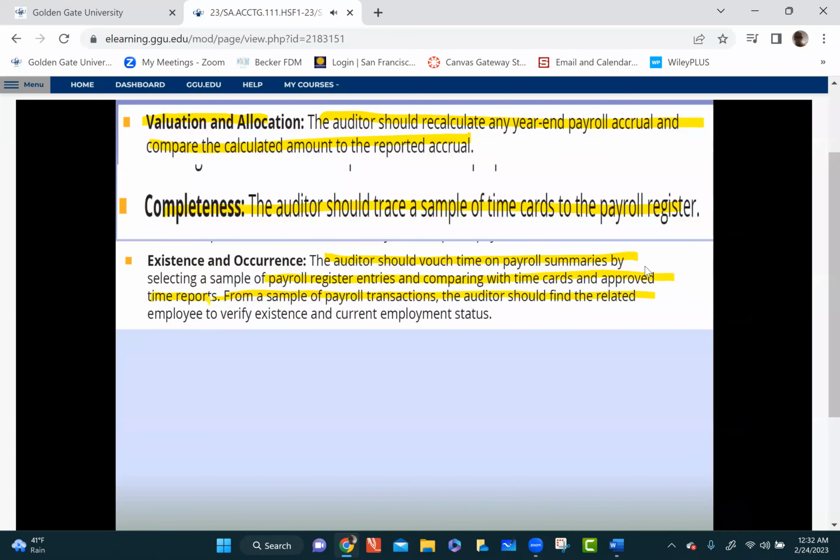Okay, so payroll is really a pretty easy thing to audit. It's simply doing what? Making sure that you have complete data, existence, taking that payroll register, finding the time cards for the existence assertion; for completeness, going from the time cards to the payroll register; and doing some checking of year-end accruals, and then looking at those appropriate internal controls.